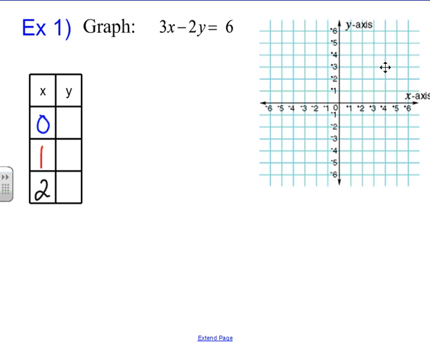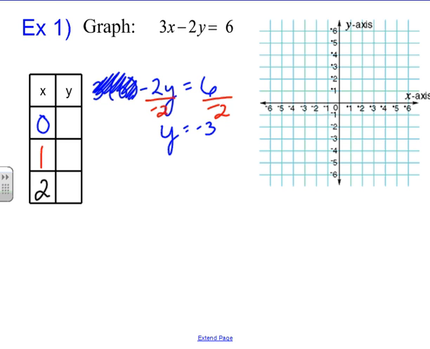So let's first do 0. If I put 0 in, I get 3 times 0 minus 2y equals 6. So I'm going to start to solve for y. Now I have one variable. I'm going to get rid of this 3 times 0 because 3 times 0 is 0, and just solve from here. So this will be divided by negative 2, and I find out that y equals negative 3. So I'm going to put a negative 3 in there.